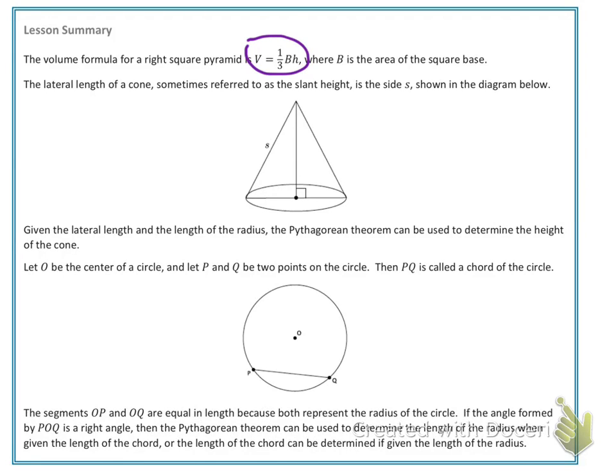The lateral length of a cone is known as the slant height, and it's shown here on this cone. So we learned about slant height, or also lateral length. We saw that we could use the Pythagorean theorem if we had this right angle here. So if we had a right circular cone, we could find the slant height using the radius and the height of the cone. We talked about what a chord of a circle was, and we related that to the chord of a sphere. And we saw that if this central angle from the circle here, this angle POQ, is a right angle, then we can use the Pythagorean theorem to find the length of chords or the radius of the circle or the sphere, depending on what was missing.